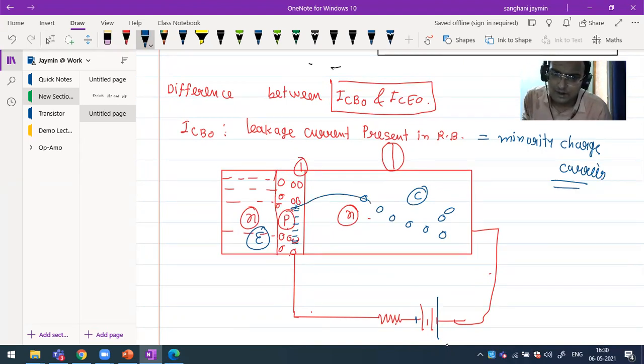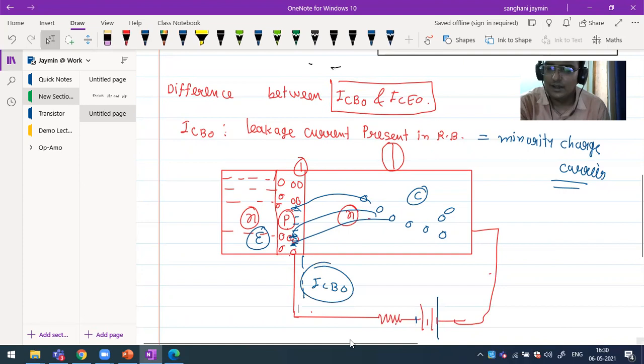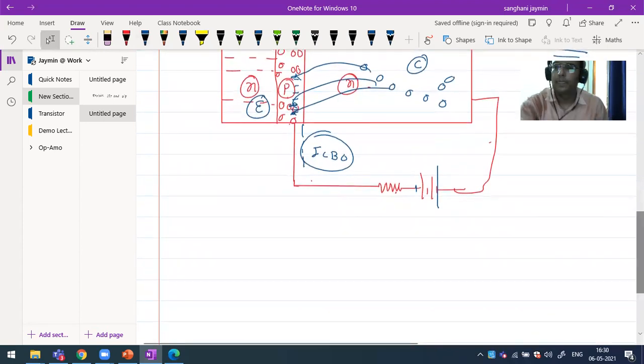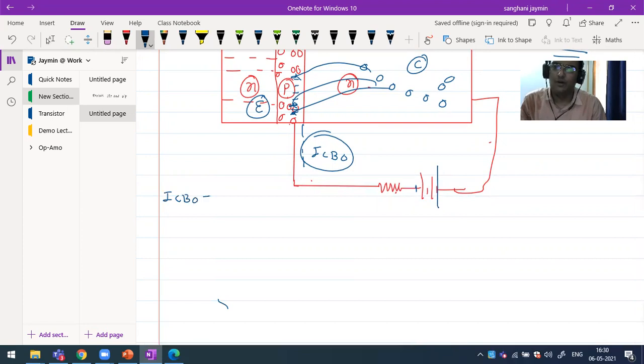So here, whatever hole and electron combine, it creates the current known as the leakage current, and it flows like that. ICBO, remember that point. Leakage current that flows under the reverse bias from collector to base with the emitter open is known as ICBO. Obviously, the value of this is low. Why? Because the minority charge carrier is less present in the p-type semiconductor.